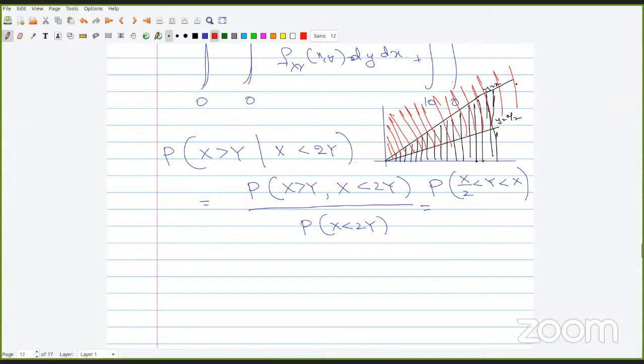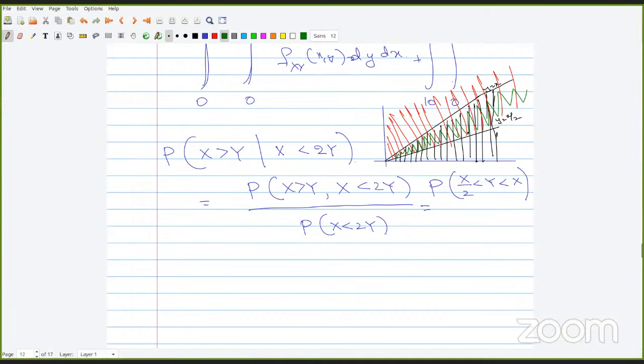Correct? Which region is the combined region now? So we need x greater than y and x less than 2y. So the combined region is this. Correct? Yes, sir.